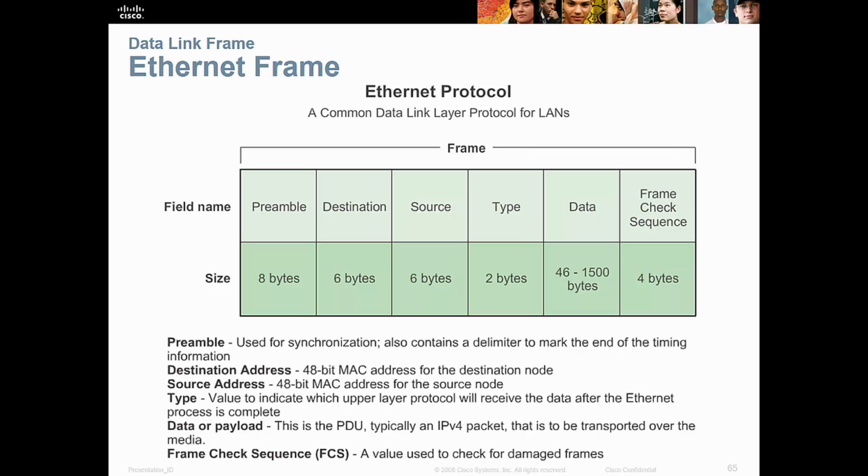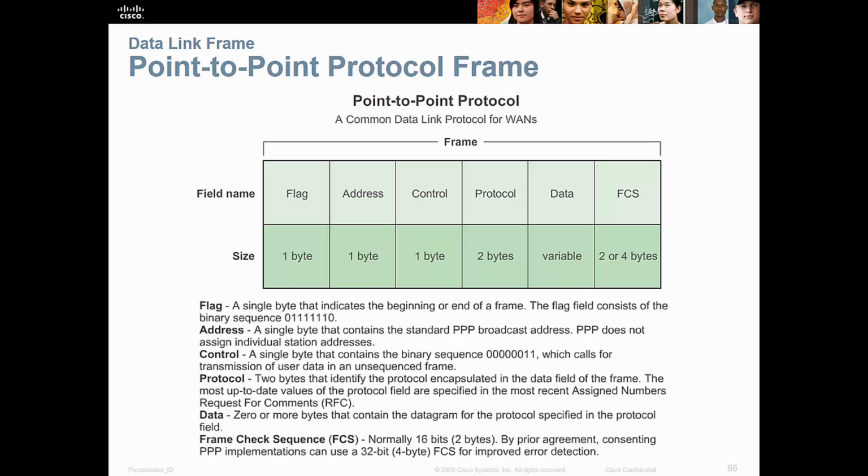Within an Ethernet frame, we have a preamble, which is used for synchronization. It also contains a delimiter to mark the end of the timing information, source and destination info, type, data, and error checking. While if we're using the PPP protocol, it's slightly different. It's a flag, address, control, protocol, then the data, and then our error checking. Notice address is no longer source and destination. Because it's point-to-point, it's just going to assume the destination. No source will be included.